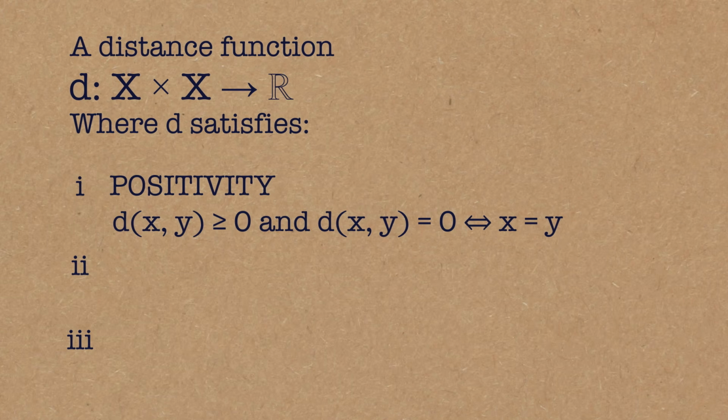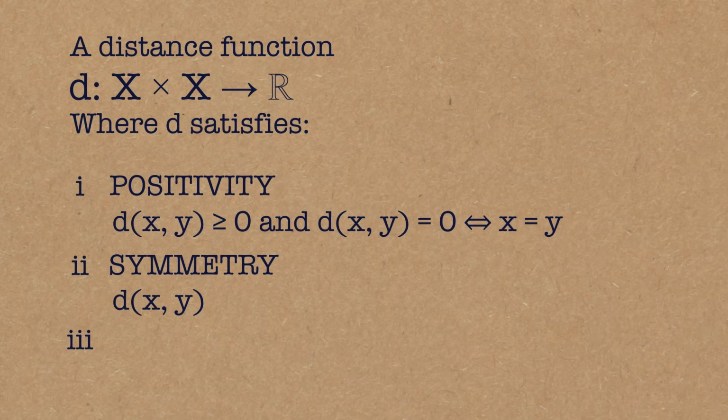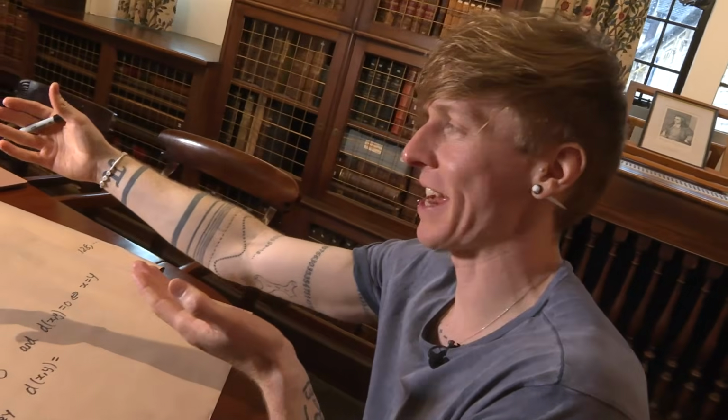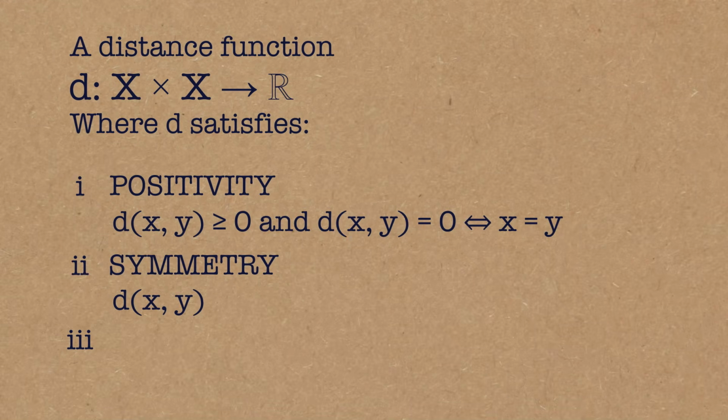Second one is called symmetry. So this says the distance between x and y. So if I start with x and move to a point y, I should obviously get the same thing if I start at y and move back to x. d of x,y is d of y,x. Quite straightforward. Doesn't matter where we start.